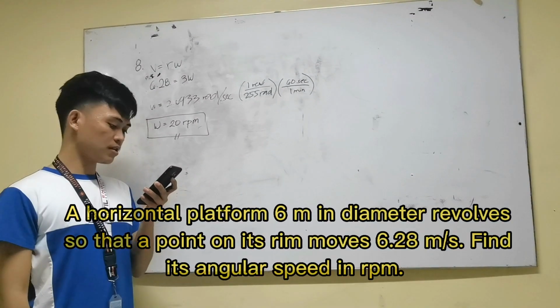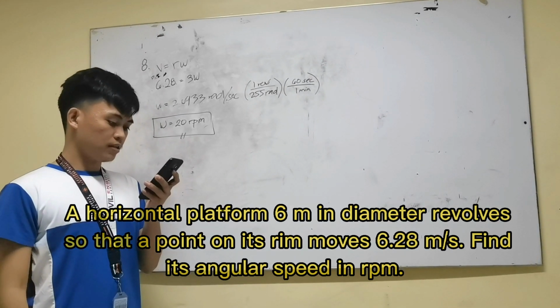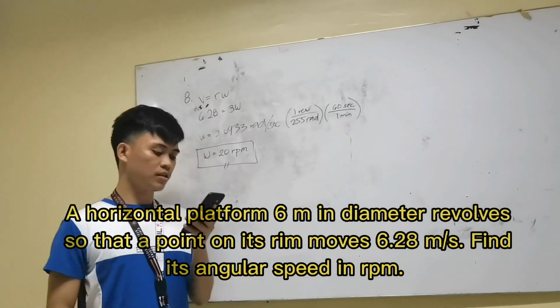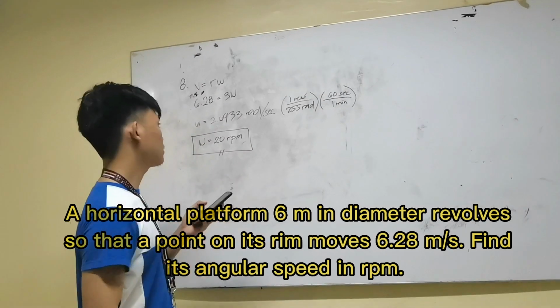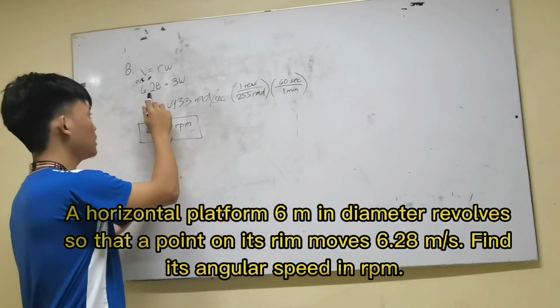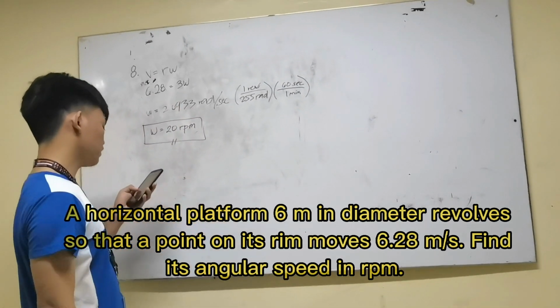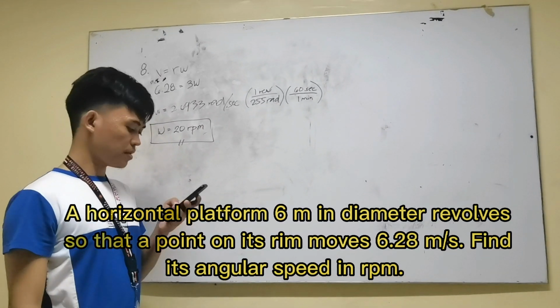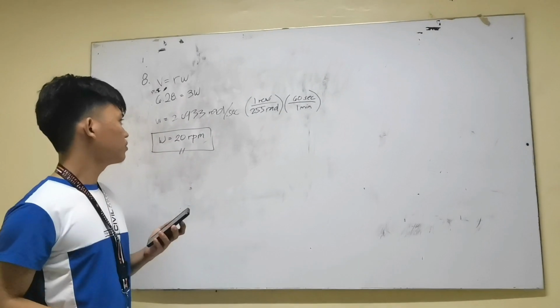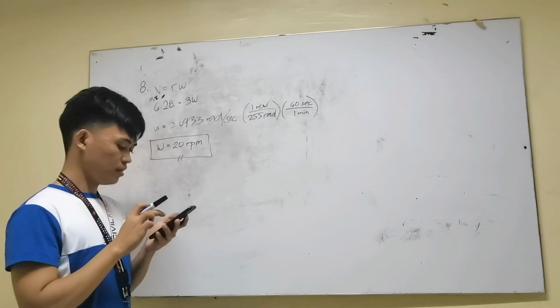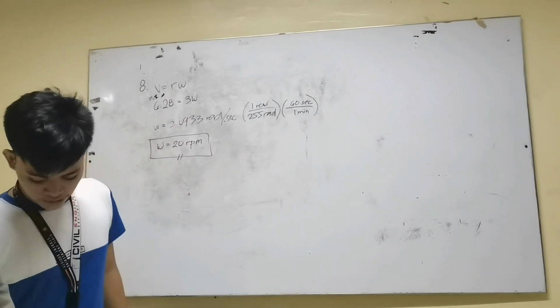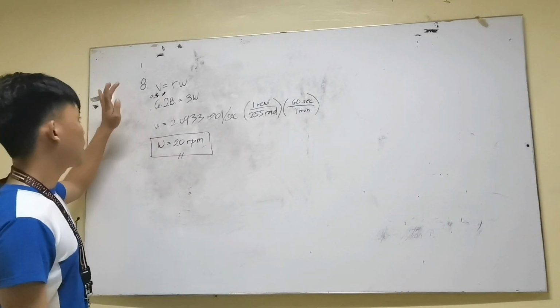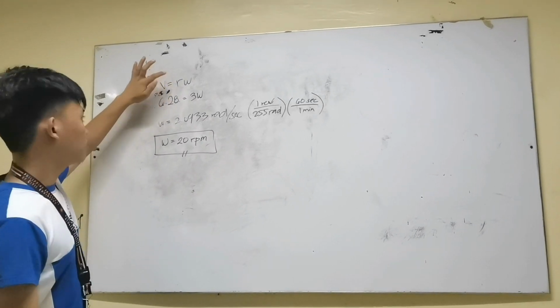So horizontal platform 6 meter in diameter, so that point on its end is 6.88 meter per second. So find its angular speed in the RPM. So, pangitaon daw ang RPM. So, this is our formula. The V equals to RW.